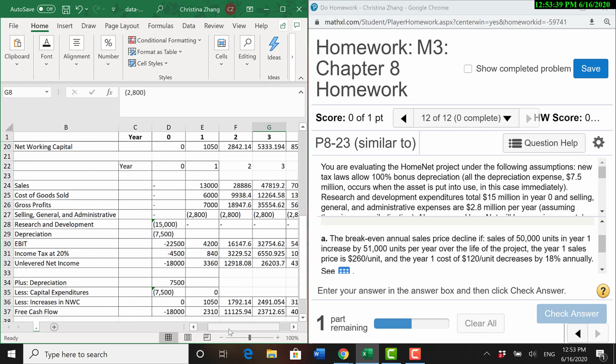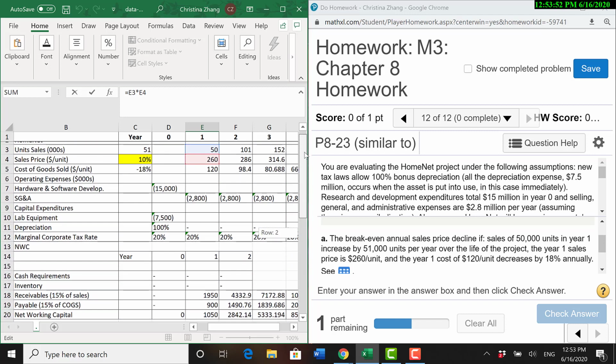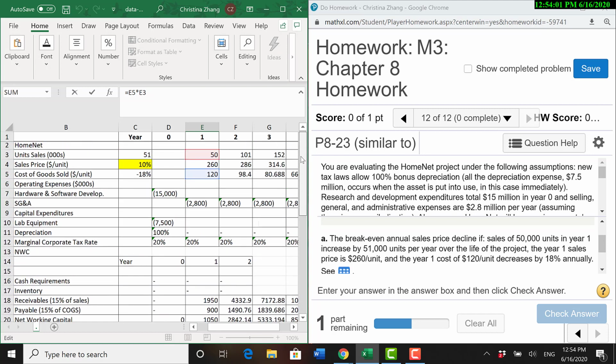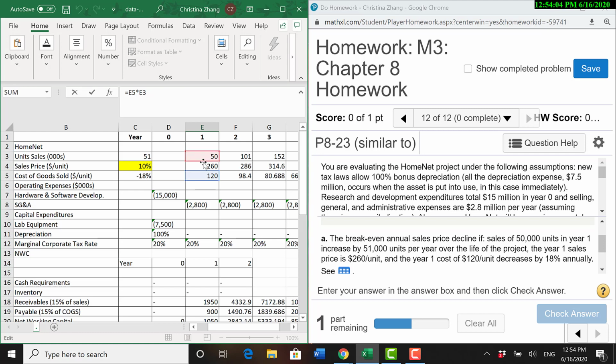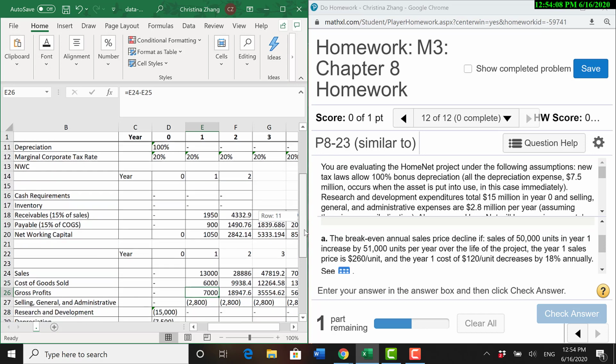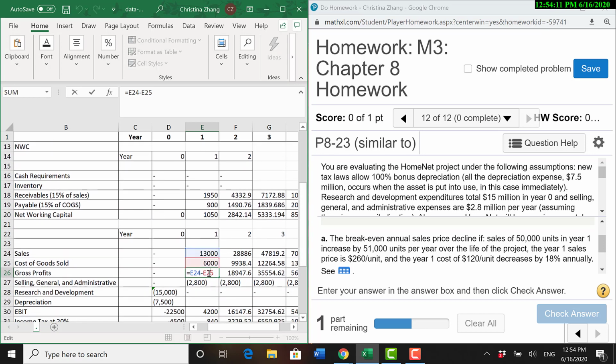So now I'm moving on to my income statement. For my income statement, it should be pretty straightforward. My sales is going to equal my selling price times the number of units I sold. I'm going to do this for the same 4 years. Cost of goods sold is going to be the cost of goods sold per unit times the units sold. And then my gross profit is essentially sales minus cost of goods sold.